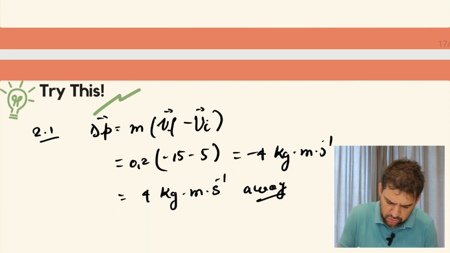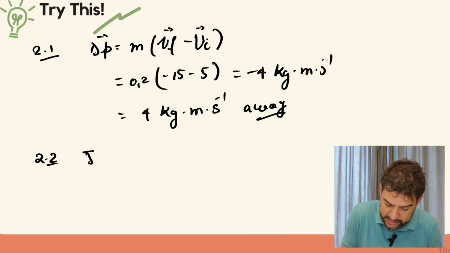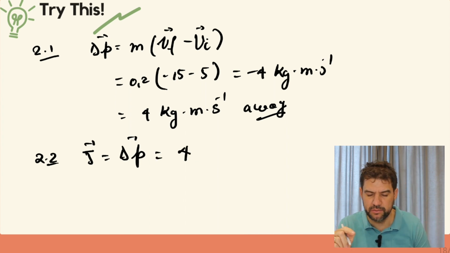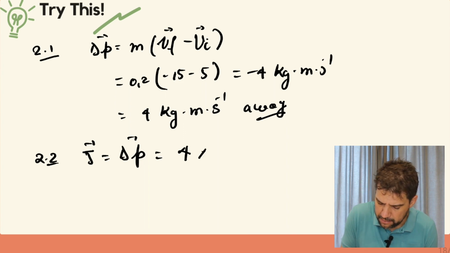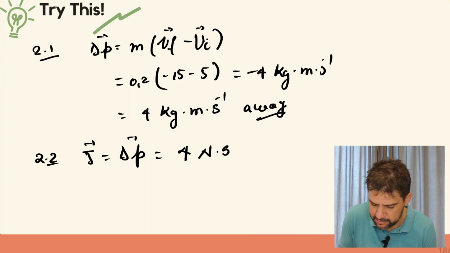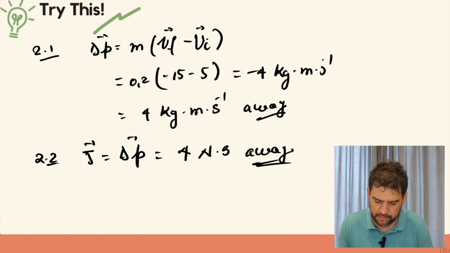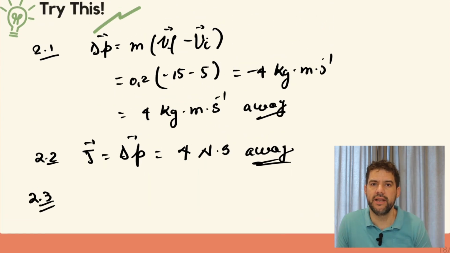Now, question 2.2, real fast. They ask you to calculate the impulse. Impulse is equal to change in momentum. Therefore, impulse is equal to 4, but the unit is not going to be kilograms meters per second. The unit of impulse is Newton second. So it's Newton multiplied by second, the same direction. There we go, guys. It's very simple. Be careful with the unit, even though they may give you marks if you write kilogram meters per second. And to end this question, 2.3, they ask you to calculate the net force.